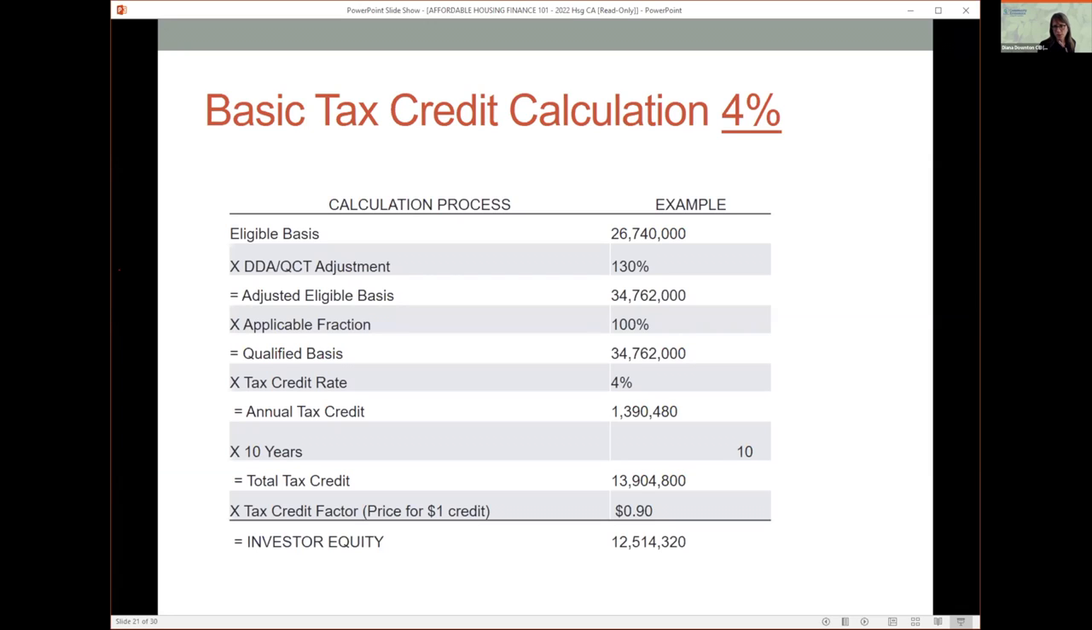But the investor doesn't always want to pay you a dollar for every tax credit you're getting. They're going to pay you less. So when you're calculating the tax credit equity, you take your total tax credits and multiply them times the price that you think, or that your investor tells you, they will pay for those credits. So here I've assumed 90 cents and the final investor equity is about 12.5 million.